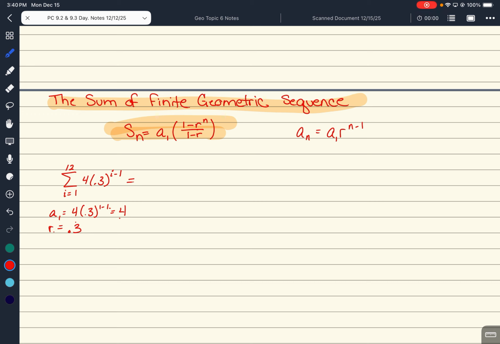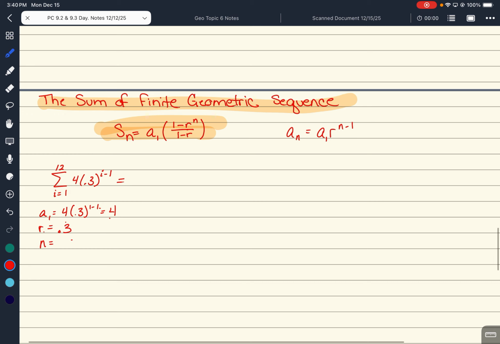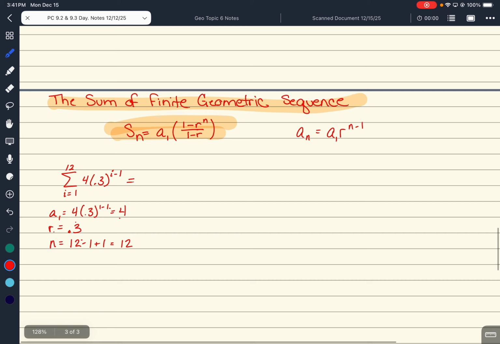We're just getting what we need for the formula right now. Okay, and what is n? 12. Because 12 minus 1 plus 1 is 12. Upper minus lower plus 1. Okay. So now I plug it into the formula.